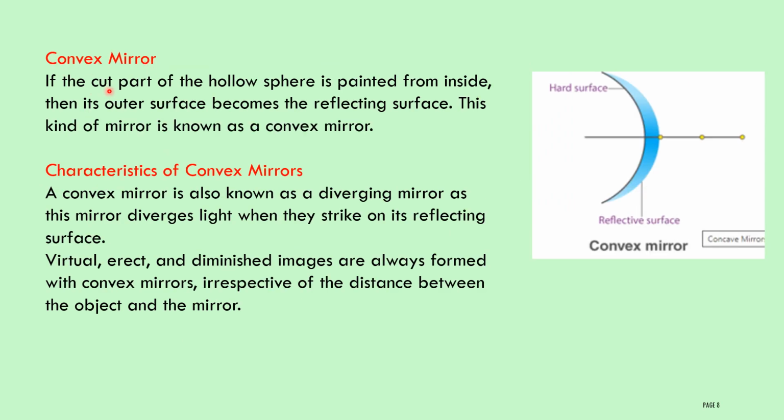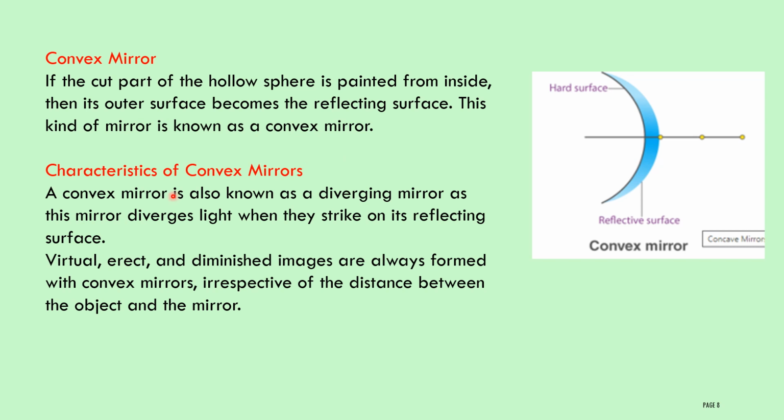Convex mirror. If the cut part of a hollow sphere is painted from the inside, then its outer surface becomes the reflecting surface. This kind of mirror is known as a convex mirror. Here, a convex mirror is a part of the sphere. The inner part of the sphere is painted, so it works as a hard surface. Then the outer surface of the sphere acts as the reflecting surface. This type of mirror we call a convex mirror.